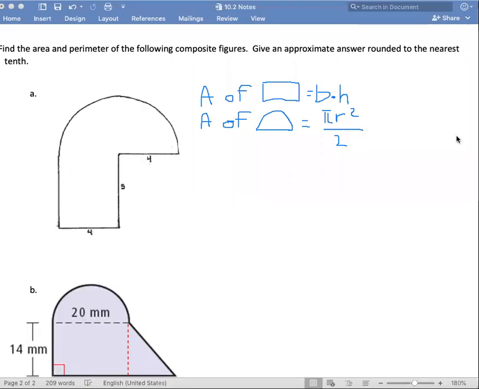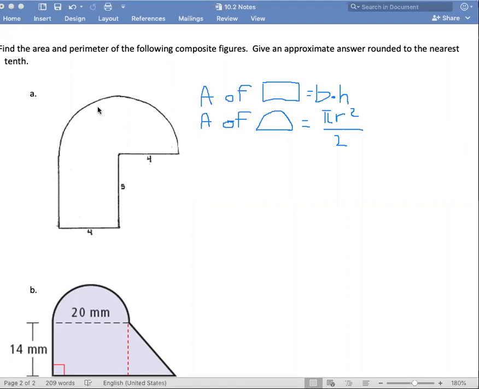All right, so here we are on page two of notes. For the first couple problems, it says find the area and the perimeter of the following composite figures, and give an approximate answer rounded to the nearest tenth. So we don't have to worry about doing exact answers. We just have to find an approximate answer for both the area and the perimeter.